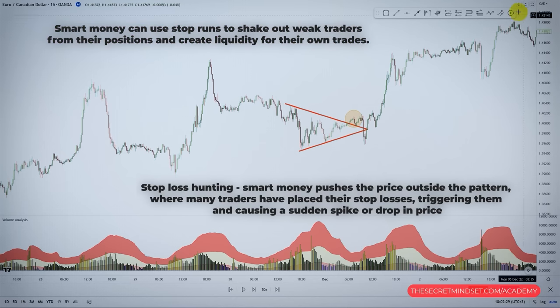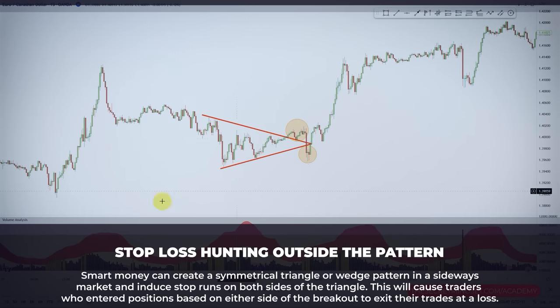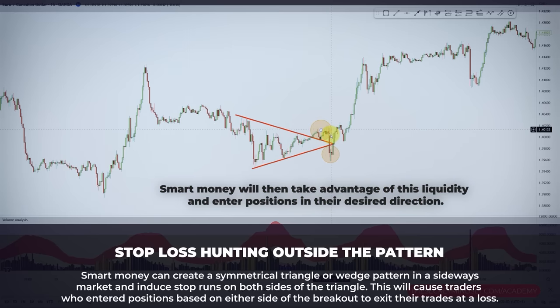Smart money can use stop runs to shake out weak traders from their positions and create liquidity for their own trades. For example, they can create a symmetrical triangle pattern in a sideways market and induce stop runs on both sides of the triangle. This will cause traders who entered positions based on either side of the breakout to exit their trades at a loss. Smart money will then take advantage of this liquidity and enter positions in their desired direction.